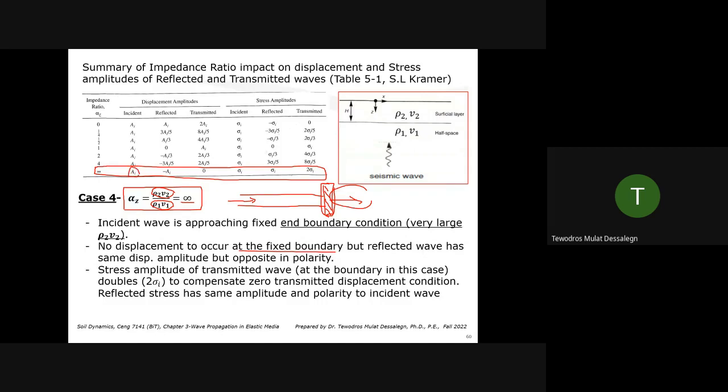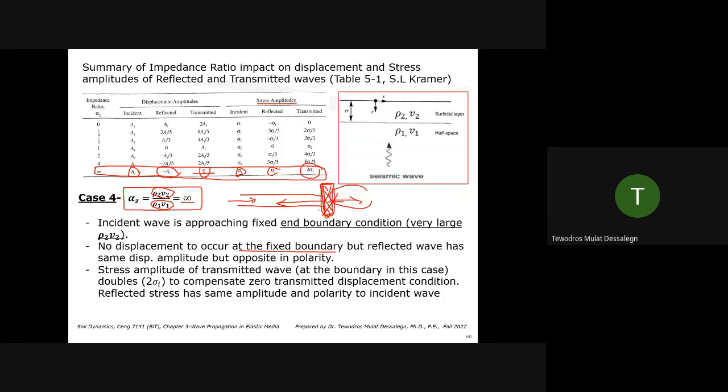Incident displacement amplitude comes, it returns back with the same magnitude. The wave comes here and reflects back with the same amplitude, but opposite. But does it get transmitted? No, because this is a fixed end, no motion. It's 0. How about for the stress case? Sigma I, incident stress comes, and it reflects back with the same amplitude. The stress can be transmitted to the boundary. It's not going away, but it creates a large stress at that boundary, a magnitude of 2 sigma I.